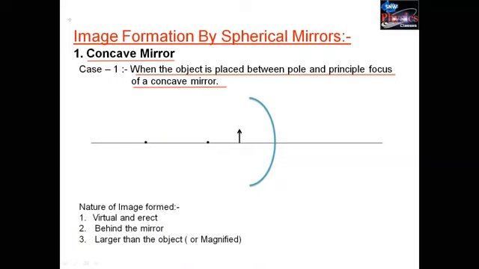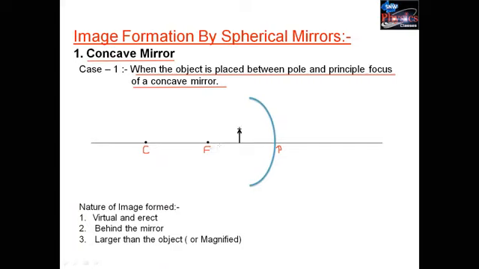Let me write here, it is C, center of curvature, this one is F, principal focus, and this is the pole, the center of the mirror. Okay, so the first case is when the object is placed in between pole and principal focus. First we will see where we are placing the object, between the pole and principal focus. This one is pole and this is principal focus.